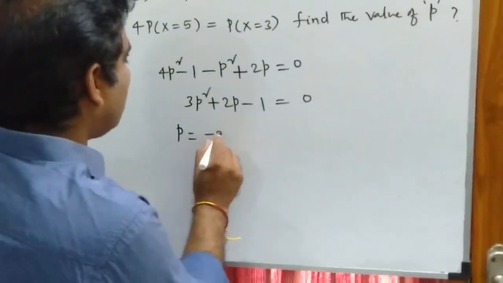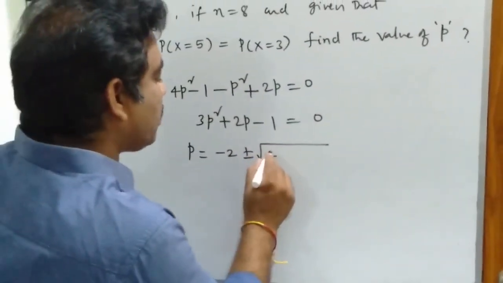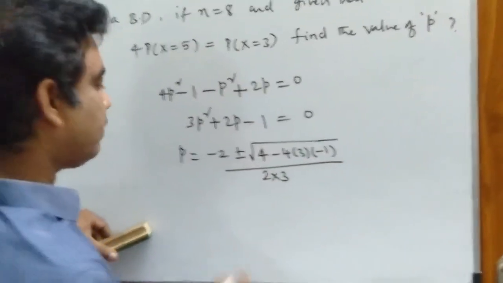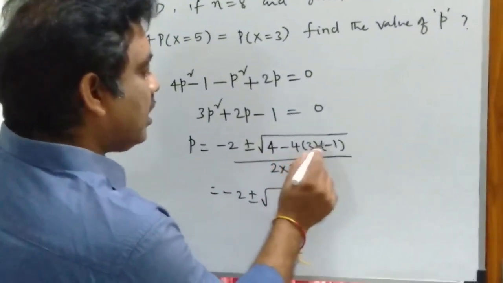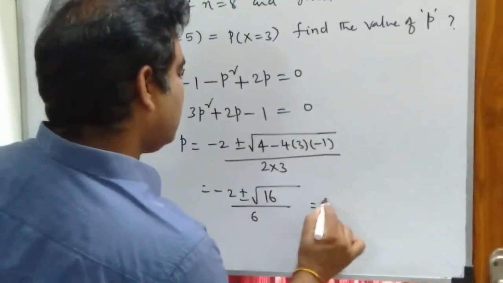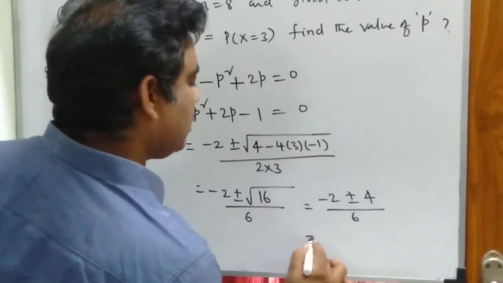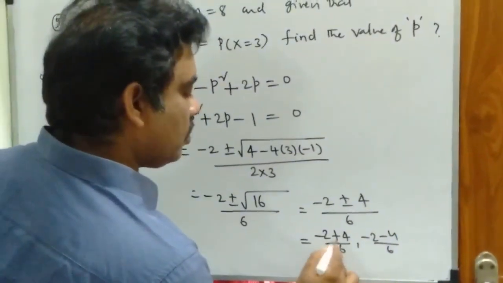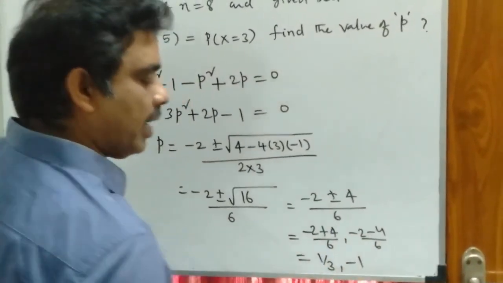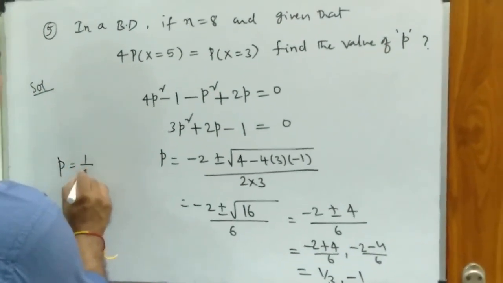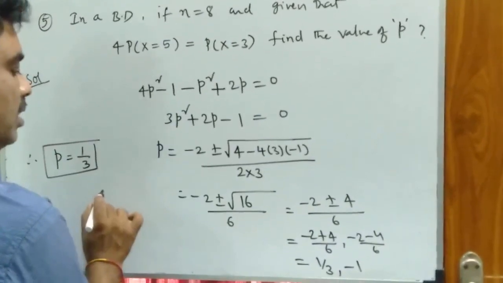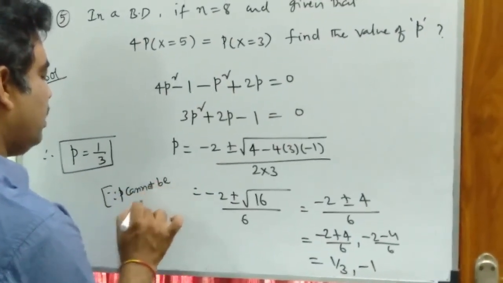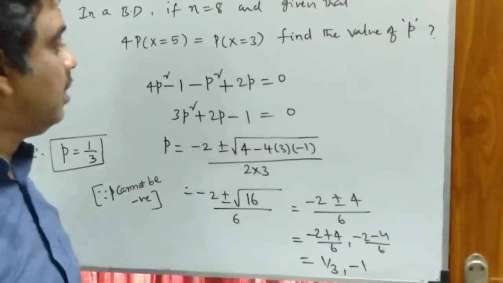p is equal to minus b plus or minus root of b square minus 4ac by 2 into a. 2 3s are 6. This is minus 2 plus or minus root of 4 3s are 12 plus 4, 16, by 6, or minus 2 plus or minus 4 by 6. First value minus 2 plus 4 by 6, second minus 2 minus 4 by 6. So 2 by 6, that is 1 by 3, and this is minus 1. Therefore, the p value can never be negative. So p cannot be negative, since the p value cannot be negative. So the p value can be taken as 1 by 3, which is the required solution.